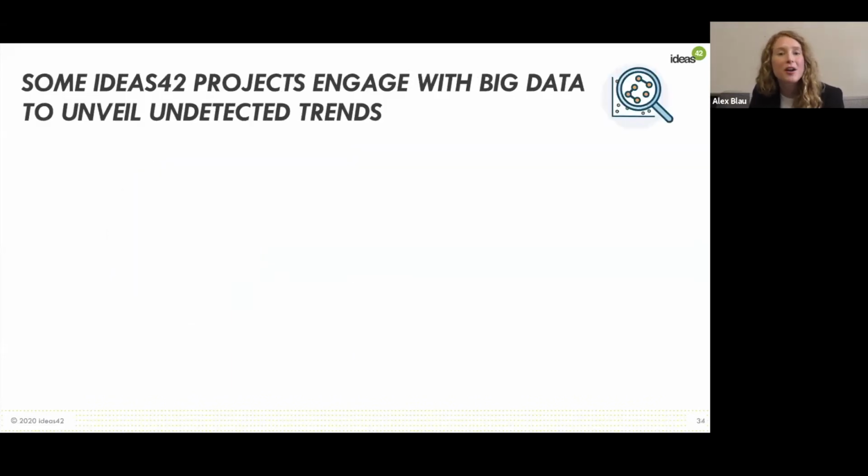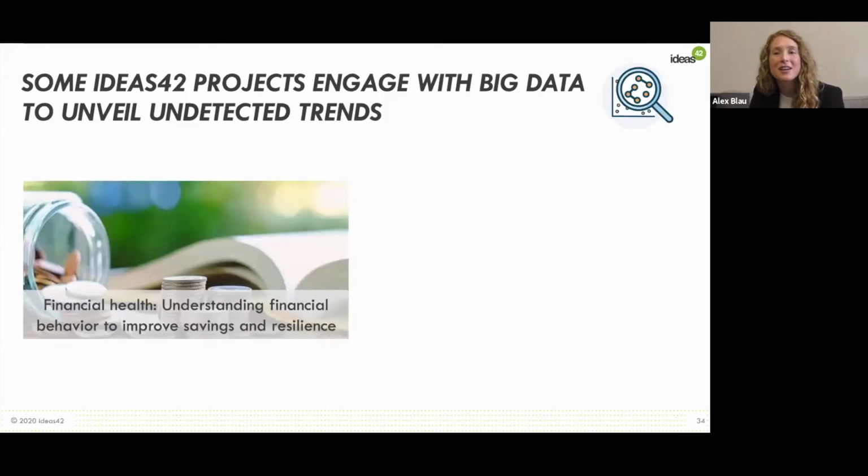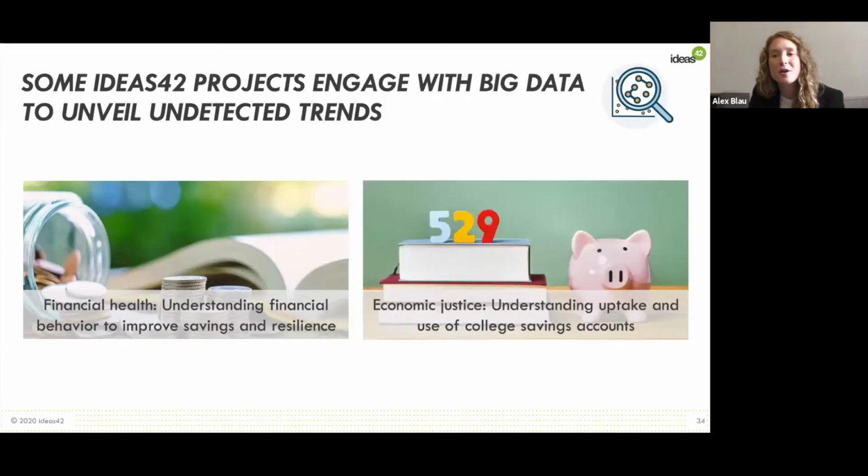A couple of projects that we've worked on with these methods include a project to understand financial behavior to improve savings and resilience among individuals who are employed, and another project where we were understanding the uptake and use of college savings accounts, like I referenced before, in a large city in the United States. In both of these cases, we either confirmed or disconfirmed what we understood about those environments, and it helped us move forward with a better definition of the problem and also a better understanding of the behaviors at play.